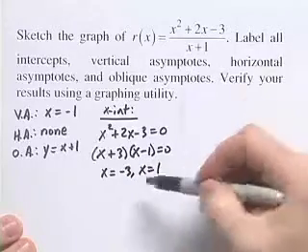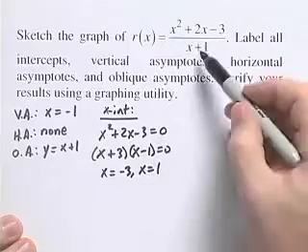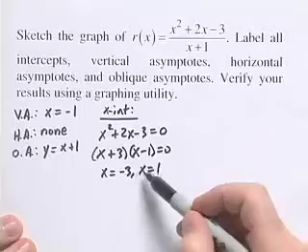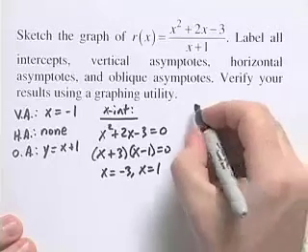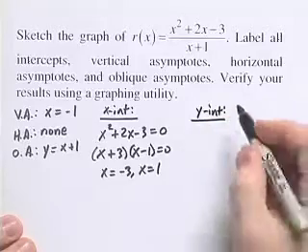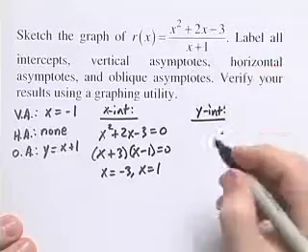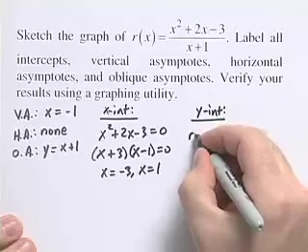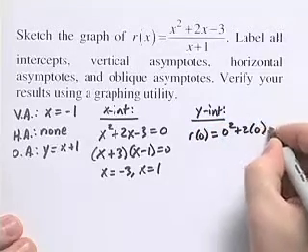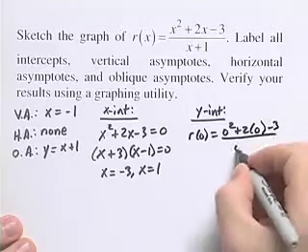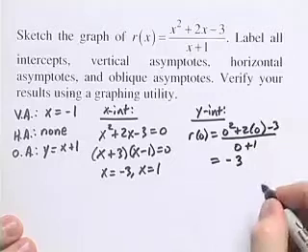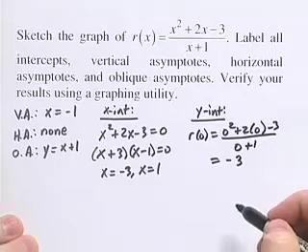We need to double check that we're not using any restricted values here. Our restricted value was x equals negative 1, which is neither one of these. So these are our x-intercepts. Next we'll find the y-intercept. To find the y-intercept, recall that we let x equal 0 in our function. And so if we do that, r of 0 equals 0 squared plus 2 times 0 minus 3 divided by 0 plus 1. And this works out to be negative 3. So our y-intercept is negative 3.